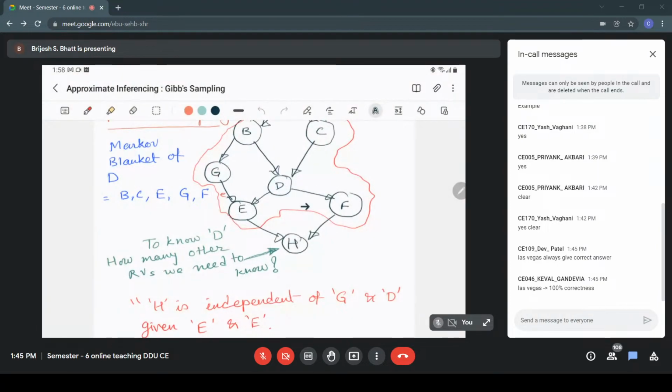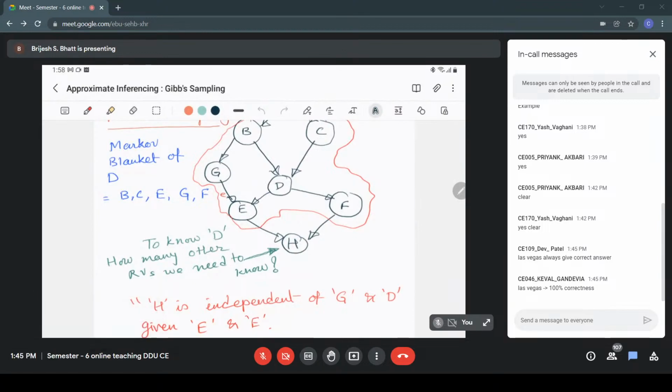D is parent of E, F is spouse of E, and H is child of E. So if you want to decide about E, you need to look at the parents, that is G and D, the child, that is H, and the spouse, that is F. If you know G, D, F, and H, then you can decide about E.